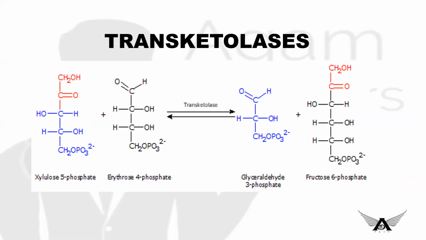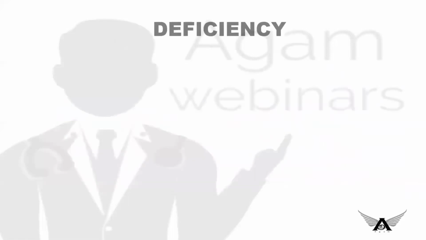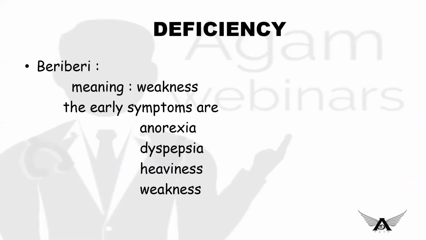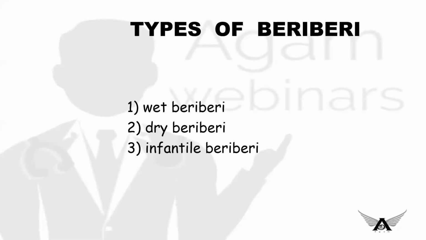Now we'll see what happens if TPP or thiamine is deficient in our body. The first condition which leads to deficiency is beriberi. In Sinhala, the term beriberi means weakness. The early manifestations are anorexia, dyspepsia, heaviness and weakness. Anorexia means lack of appetite. Dyspepsia is indigestion. This beriberi is of many types, for example, dry beriberi, wet beriberi, and infantile beriberi. We will see them one by one in detail.